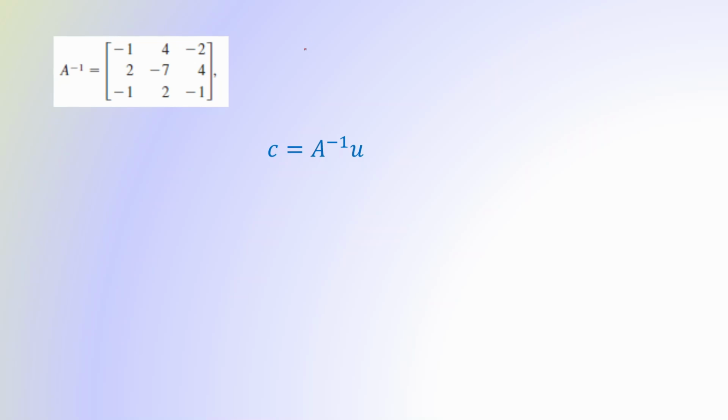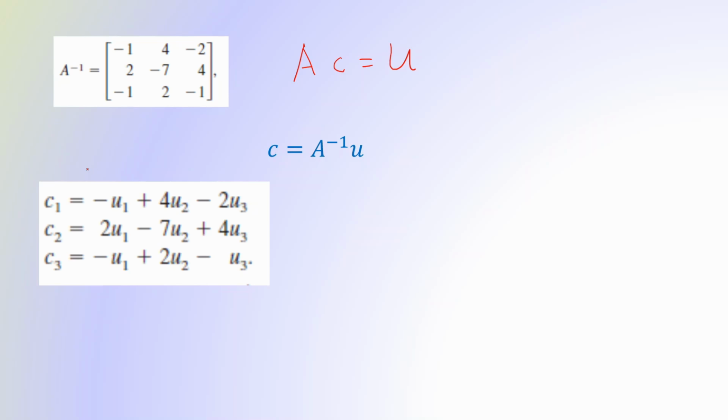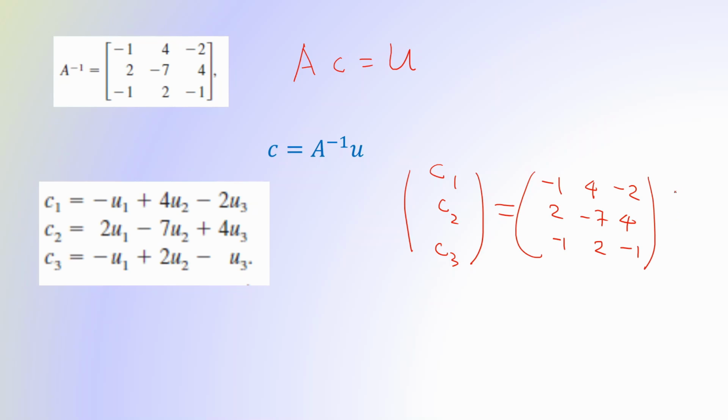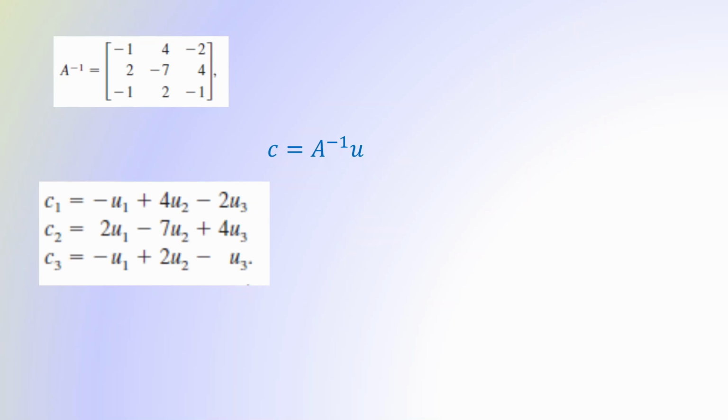Now, we have the matrix representation AC is equal to U. So you can multiply both sides by A inverse, then you get C is equal to A inverse U. So C1, C2, C3 is equal to A inverse, which we have already calculated, times U1, U2, U3. From there you can calculate C1, C2 and C3. So it has a unique solution, a unique representation, determined in terms of U1, U2, U3.